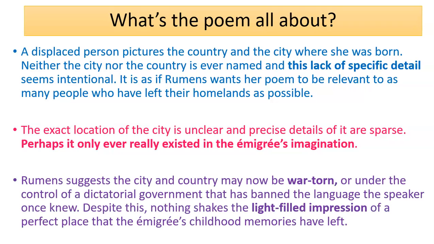And then finally, something that you should know is that Rumens suggests in her poem that the city and the country are war-torn. So the city is under the control of a dictatorial government. The language that the speaker once knew has been banned. However, despite all of these negative things, and this is sort of the main point of the poem, the speaker cannot shake off the really positive, light-filled impressions and memories of this kind of perfect place that she has in her imagination and that her childhood memories have left with her.